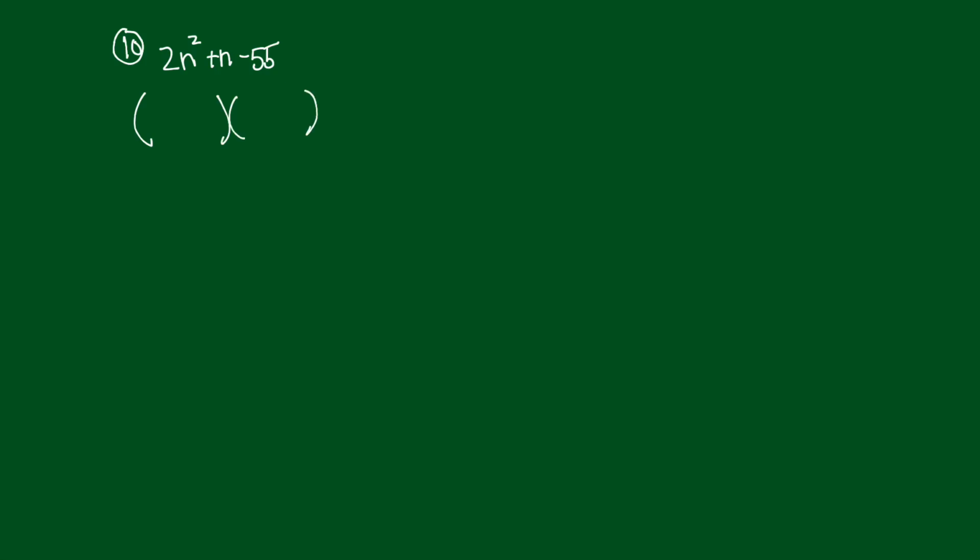Now, the only way I can get this 2n squared is to write a 2n and an n. Right? That'll give us 2n squared. The only one way to get a 2, that's a 2 and a 1. Now, what numbers do I put in here? Well, whatever I put in here, we're going to have to multiply together to get 55.